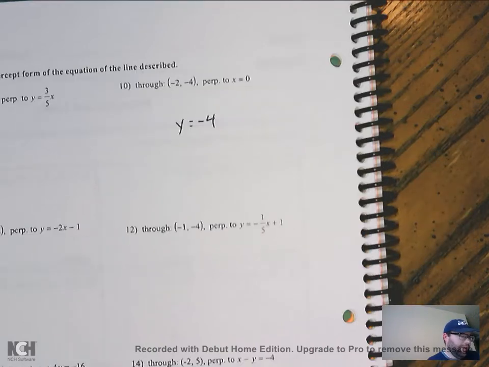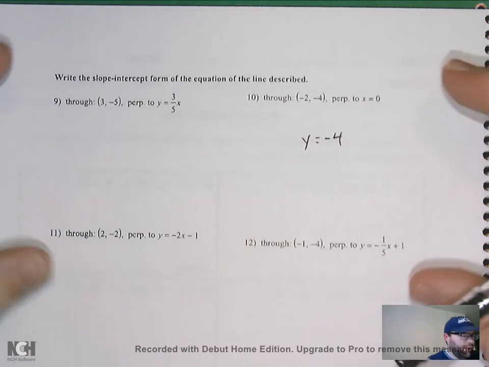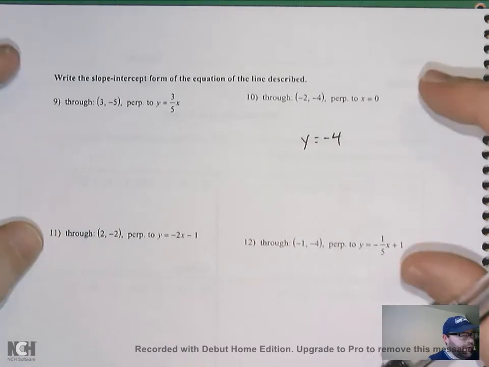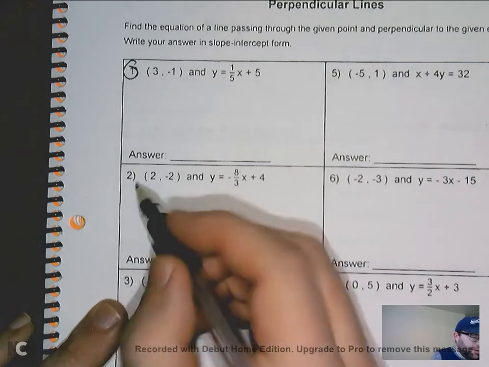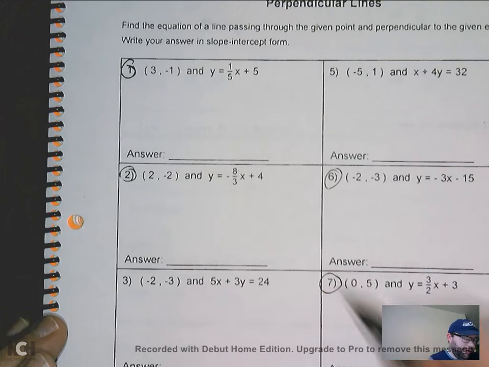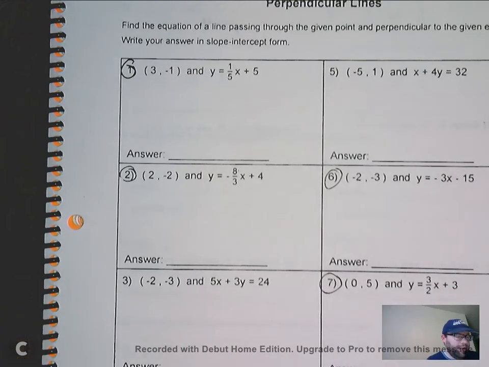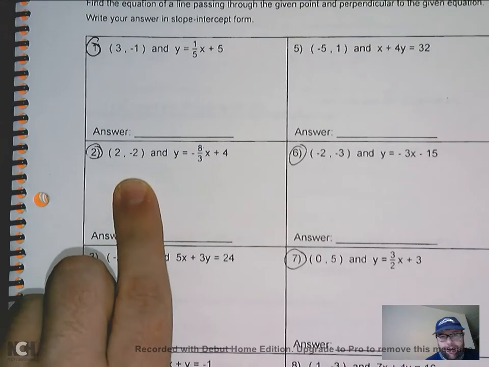Let's do another one. So for the assignment today, I want you guys to just do these first 4 problems, so 9 through 12 on 66. And then on page 65, I want you guys to do number 1, 2, 6, 7. So basically everything that's in the slope-intercept form already. And I'll do one of these trickier ones with you. So let's do number 2 here.